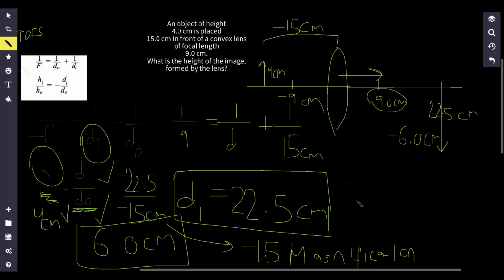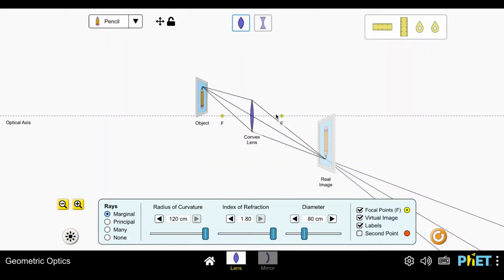One of the most important things in these types of problems is being able to identify if your answer makes sense. We got that the height of our image is negative 6 and that it is located at 22.5 centimeters, which is right here. Why does this make sense? Remember that our focal length is 9.0 centimeters. However, for lenses, there are two focal points. So if I have a focal point at 9.0, I also have a focal point at negative 9.0.